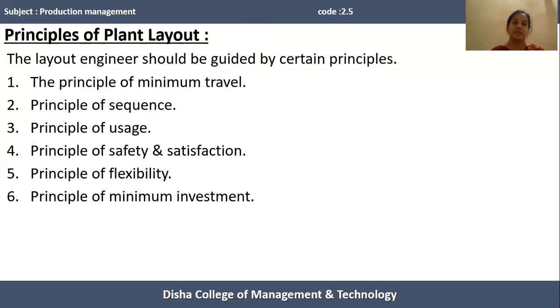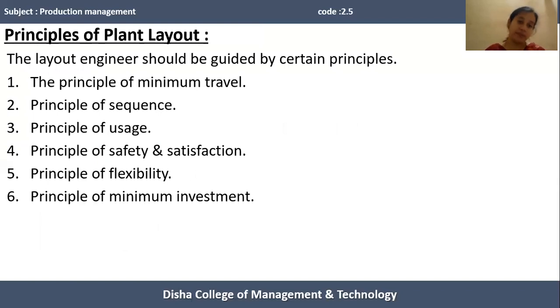Next, I will discuss the principles of plant layout. Principles means what? Principles are the rules and regulations of plant layout. Generally, the production manager has to consider these rules and regulations while designing the layout of the plant.